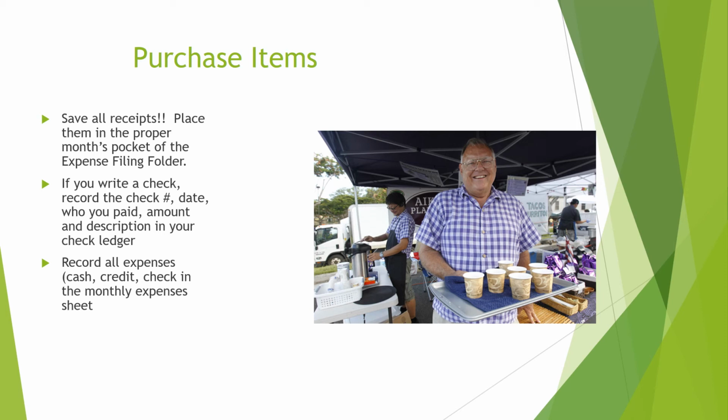So when you're purchasing an item, as we already mentioned, you have to save your receipts. If you're using a simple binder that's separated by months, then you can go ahead and put those receipts in the proper pocket for the month. If you're writing a check, you also need to keep track of the check number, the date, who you pay, the amount, and description in the check ledger. And keep a record of all expenses. This includes cash, credit, check, and the monthly expenses sheet.